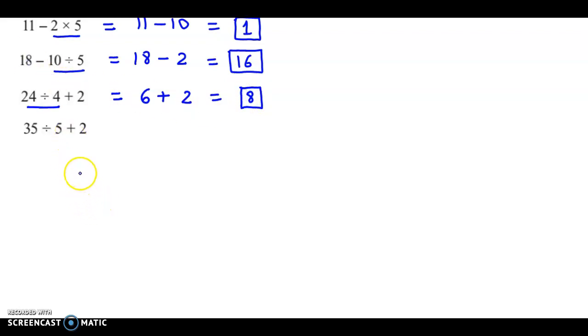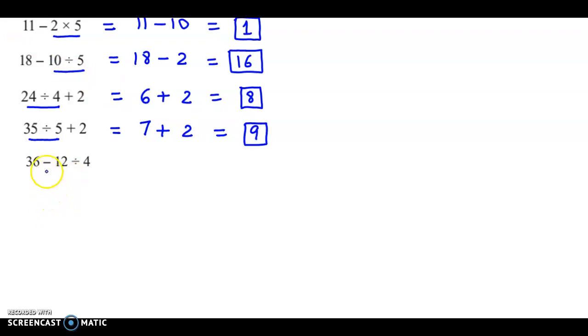Now, moving to the next question, we have 35 divided by 5 plus 2. So, again, we perform the division as per the BODMAS rule. So, 35 divided by 5 gives us 7 plus 2 and that is equal to 9.